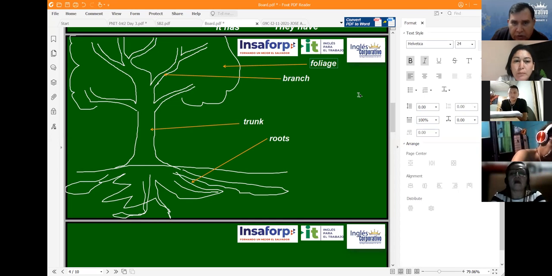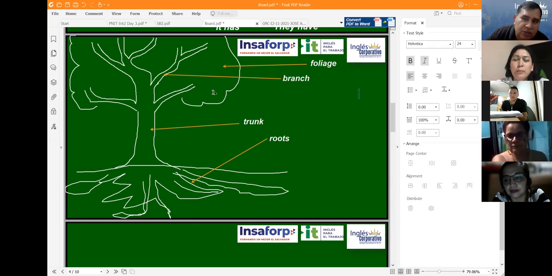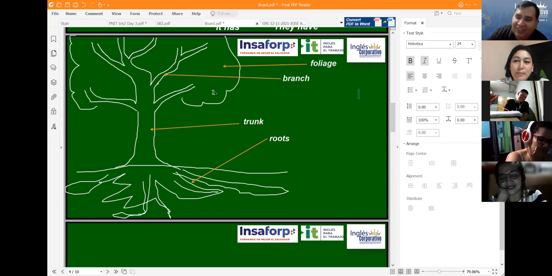Foliage. We're talking about the leaves and everything, right? So these are the basic parts of a tree. Then when we talk about a company, the trunk is the company, and from the company we have branches. One branch is in Ilobasco, another branch is in Suchitoto, and another branch is in Guayúa. Another branch is, I don't know, in Atiquizaya or in another place. So branches, but they come from the same trunk, the original organization.